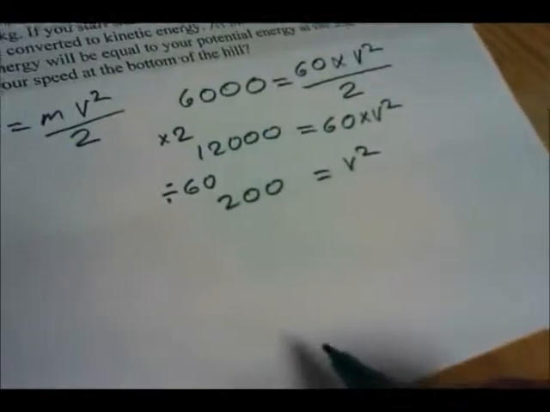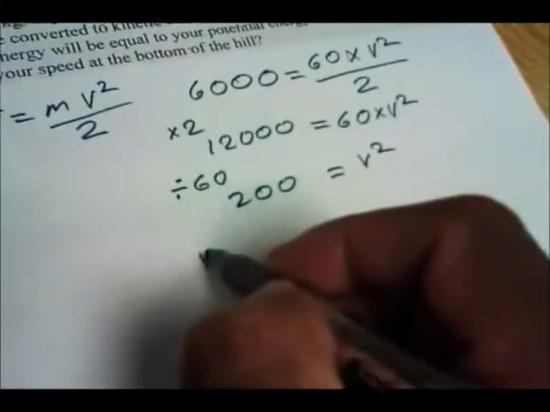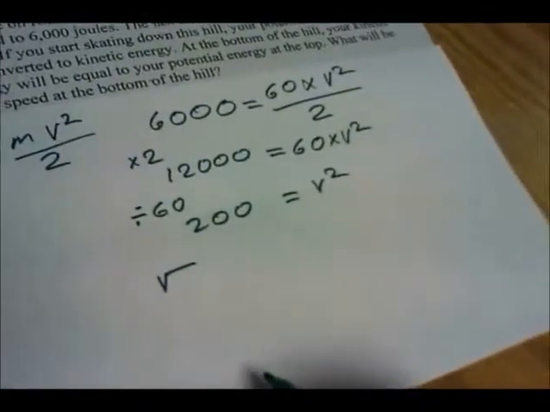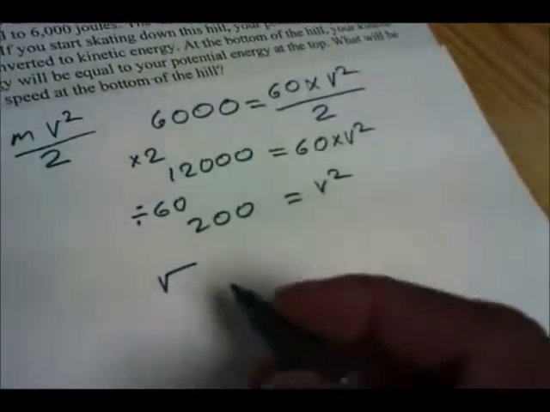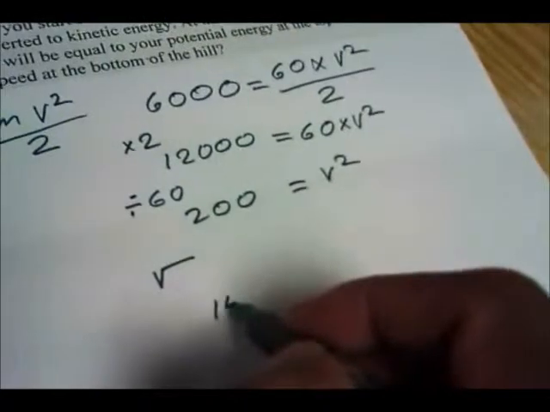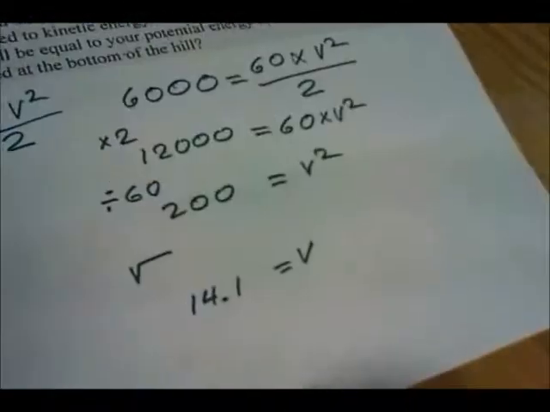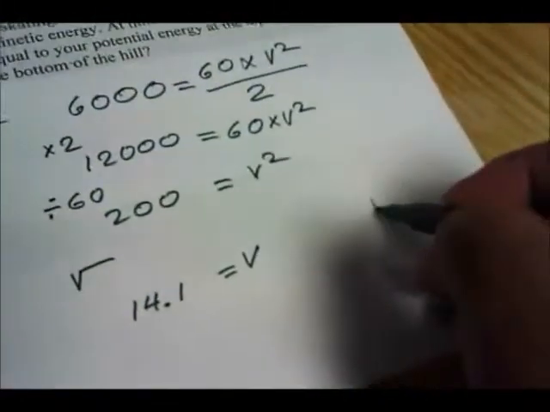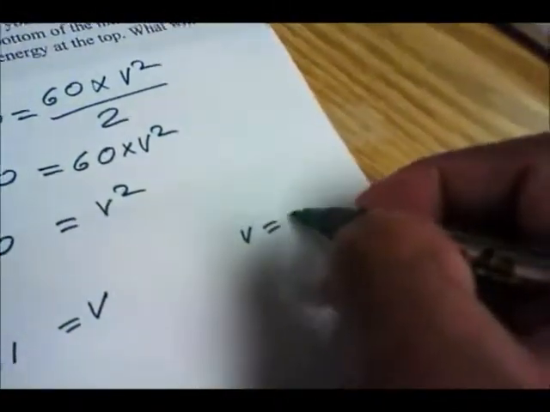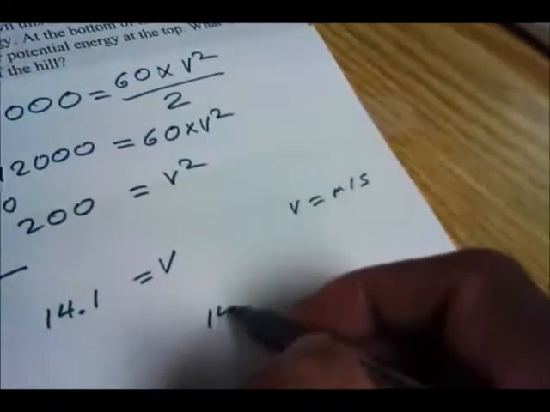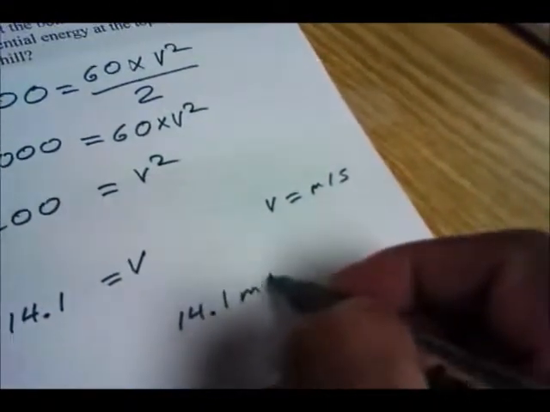The next step is to use the square root to solve for v. The square root of 200 is 14.1. And that equals v. V is meters per second. Therefore, our answer is going to be 14.1 meters per second.